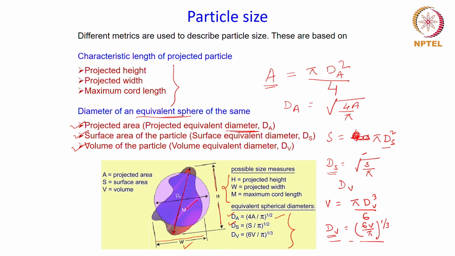And when you make an assumption of a spherical particle, then the equivalent diameter of the sphere is used as the particle size, and the basis for that equivalent sphere could be a similar projected area, similar surface area, or similar volume as the particle which is being measured, okay. And these are the three different equivalent diameters based upon either the projected area, surface area, or volume, okay.